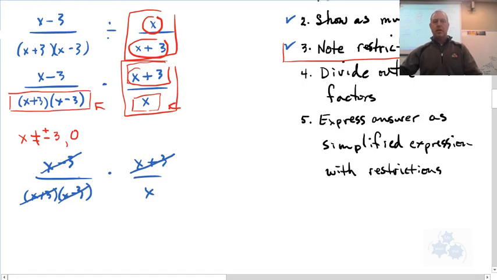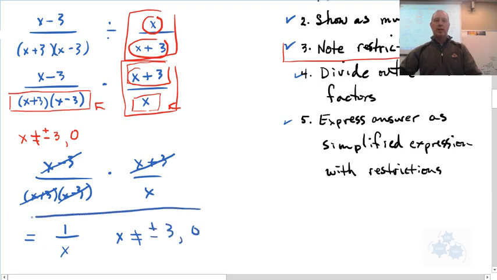So 1. Does that look okay? Does that look right? So what I have here is a 1 over x. That's what I have left. Okay. And so what you want to do is express the answer, simplified expression with restrictions. So x cannot equal plus or minus 3 or 0. And that's your simplified answer there.